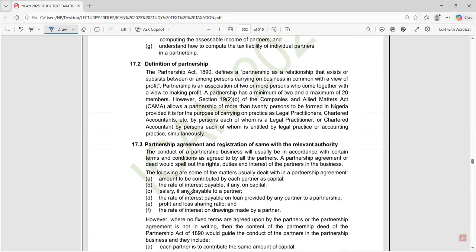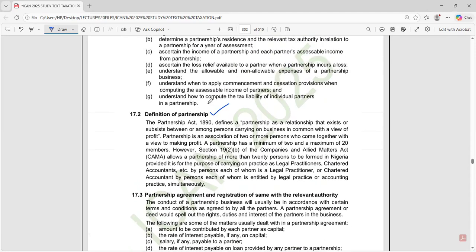So quickly, what is partnership? It's rare. ICAN will not ask what partnership is at this level. But partnership is governed by the Partnership Act of 1890 and is defined as a relationship that exists between or among persons carrying on business in common with a view of what? Profit making. So where two or more persons come together to carry on business, we say it is partnership. So at least there's a minimum requirement for partnership. Partnership is an association of two or more persons who come together with a view of making profits.